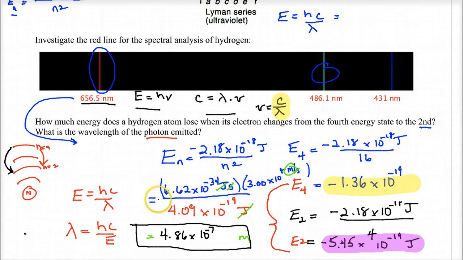And if you look very carefully, does that correspond to the actual measured wavelength of that line? And it does. 486.1 nanometers is the same thing as 4.86 times 10 to the negative 7 meters. So if you converted this into nanometers, that'd be the same number. So our number works perfectly.